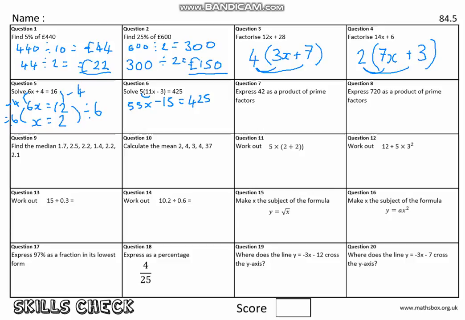Okay, so up next we're going to get rid of the minus 15, okay? So to get rid of the minus 15, we're going to add the 15 to this side and this side, okay? So that means I'm left with 55x, and that equals 440, okay? But I don't want 55x, so I'm going to have to divide by 55 on both sides.